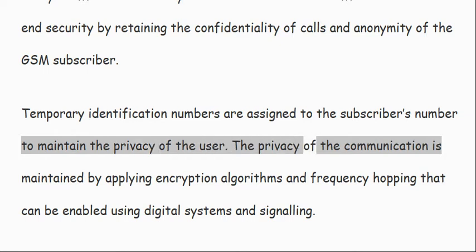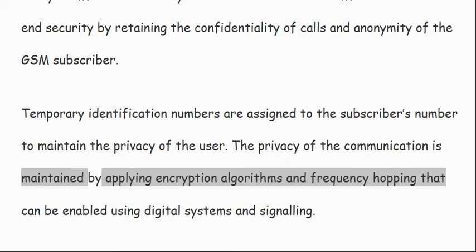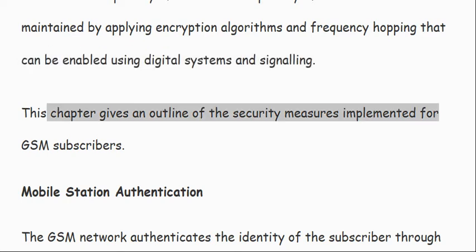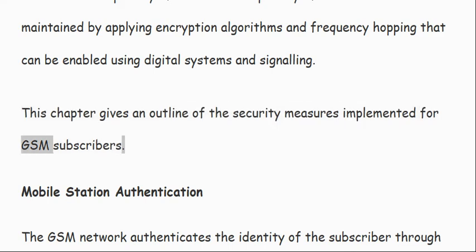The privacy of the communication is maintained by applying encryption algorithms and frequency hopping that can be enabled using digital systems and signaling. This chapter gives an outline of the security measures implemented for GSM subscribers.